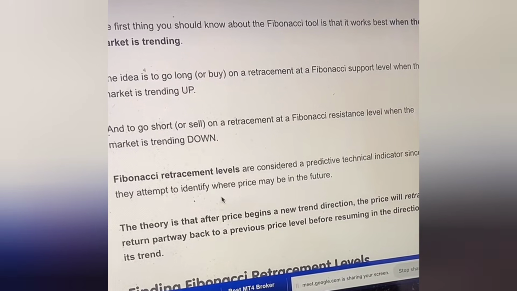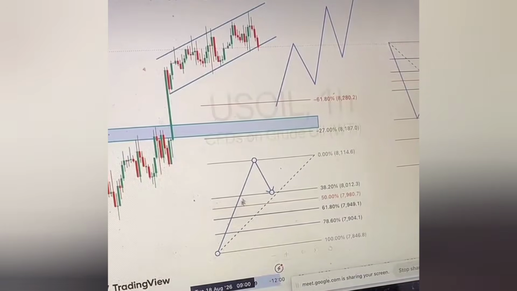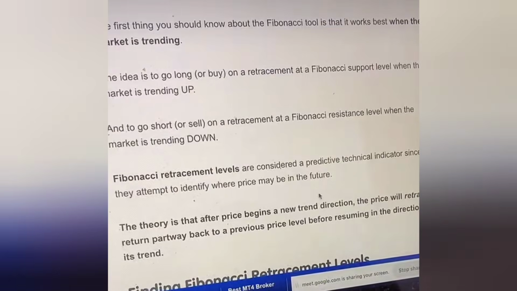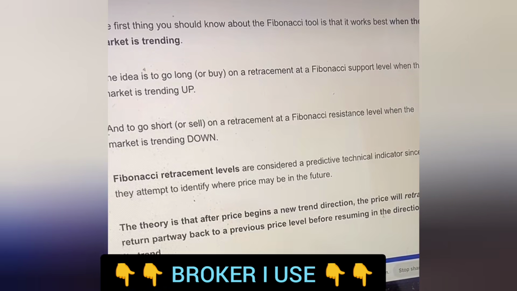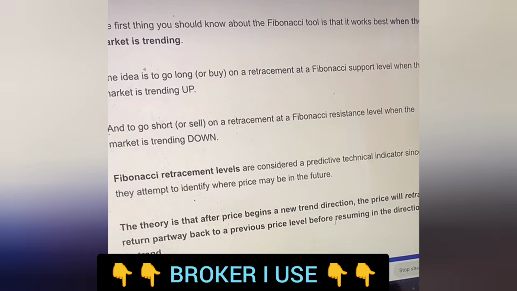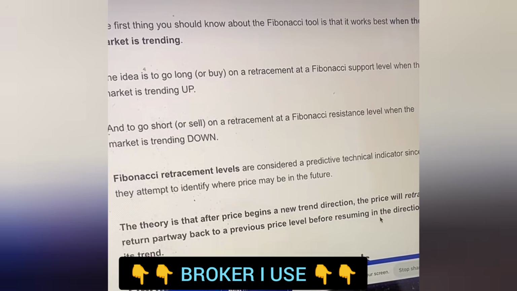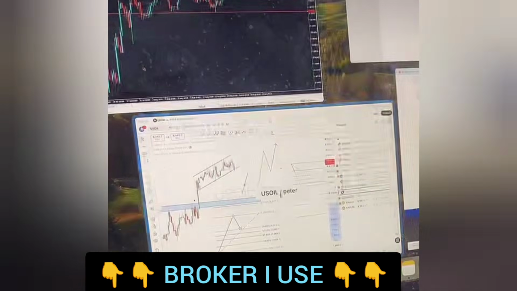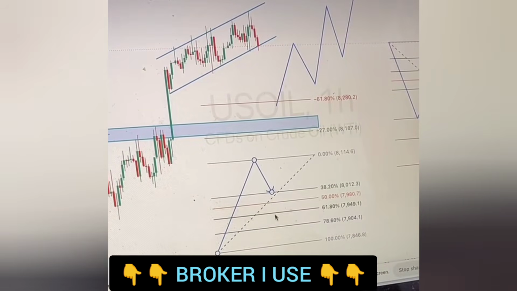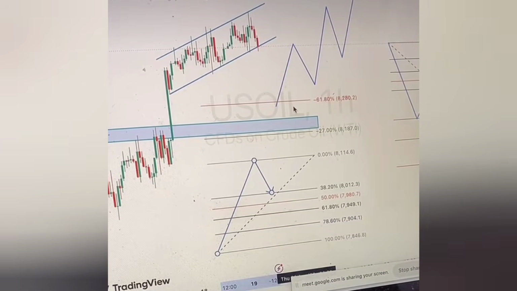The theory is that after price begins its new trend, like this now, to the upside, what happens next? The price will retrace or return part of the way back to the previous price level it was at before the pattern appeared, before resuming in the direction of the trend. So the market will reverse back before it will now resume and start going up again. Are you getting this? Okay.